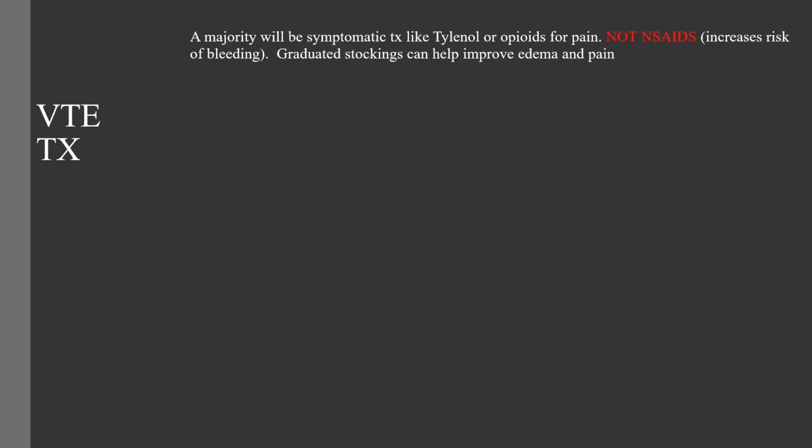So treatment, a majority of the treatment will be symptomatic, like Tylenol or opioids for pain, but you're not going to use NSAIDs like Advil or naproxen, because they increase the risk of bleeding. And then graduated stockings can help improve edema and pain, but they have no efficacy in like prophylaxis of VTE. So these are basically going to be your main three treatment options.